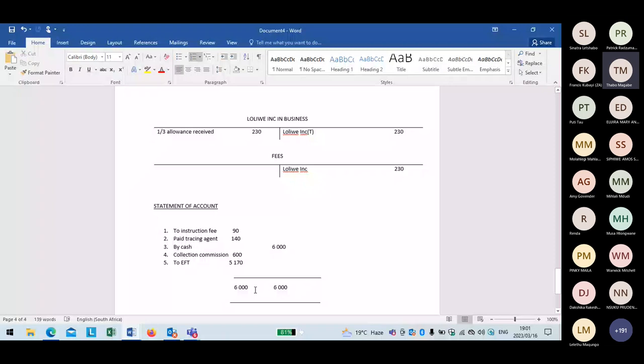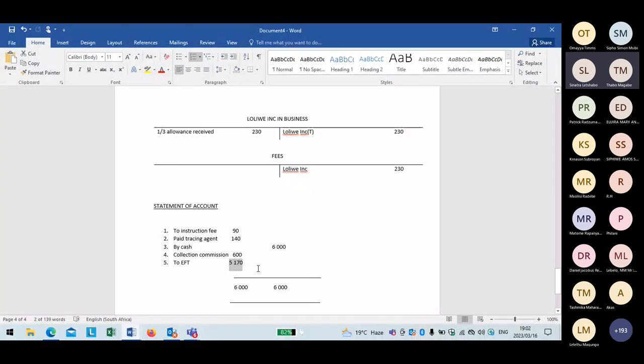Then it would mean there's a debt. We should pay back to the client. But we are already paying this way. When we say to EFT, we are paying. If it were on the credit side, it would mean that the client owes you. So this 5170 is due to the client.